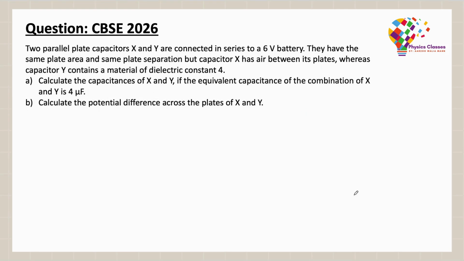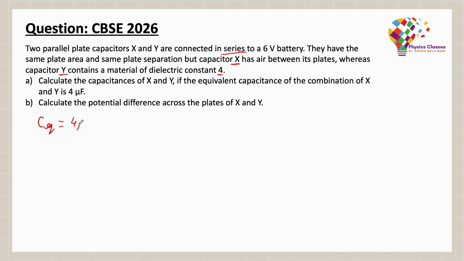We'll do another question over here. So let's read the question. There are two parallel plate capacitors X and Y, and they are connected in series to a 6-volt battery. They have the same plate area, same plate separation, but capacitor X has air and capacitor Y contains a dielectric of dielectric constant 4. We have to find the capacitance of X and Y if the equivalent capacitance of the combination of X and Y is 4.